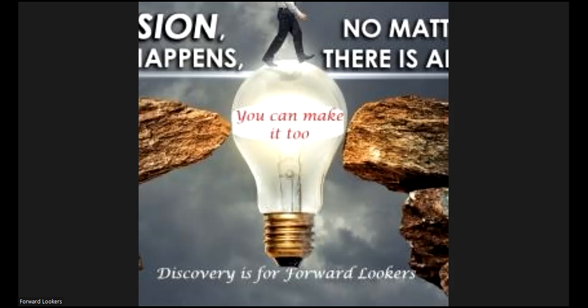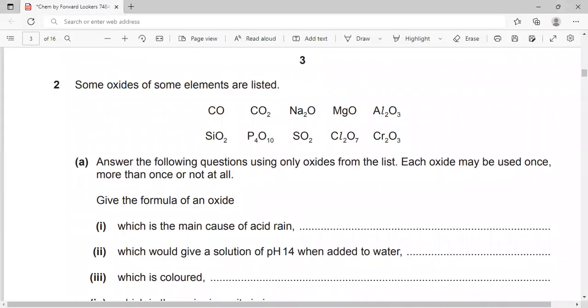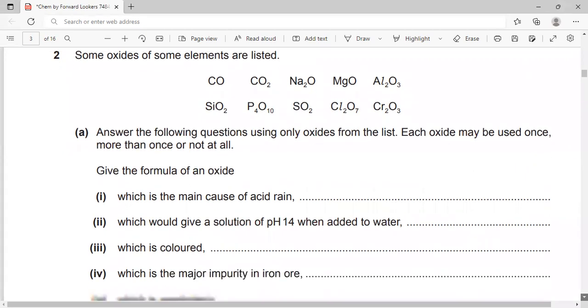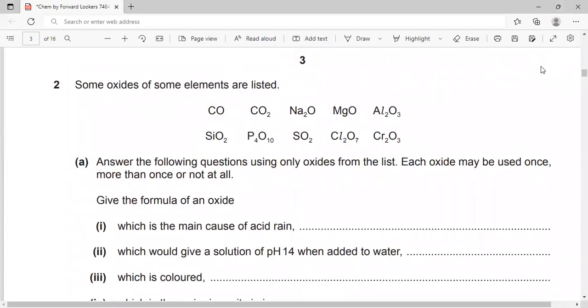So allow me to share with you this question in chemistry. Some oxides of some elements are listed. We have the oxides given there. We are to answer the questions using only the oxides from the list. Take note, only from the list. Each oxide may be used once, more than once, or not at all.